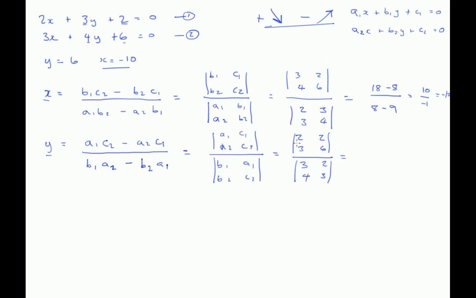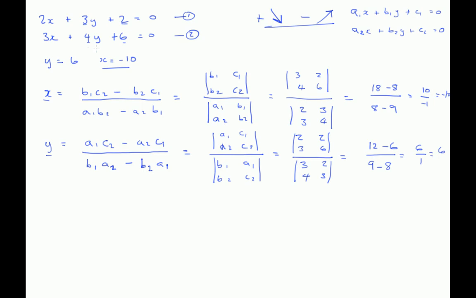So again, multiplying this diagonal, 2 6s are 12, minus 3 2s are 6, divided by 3 3s are 9, minus 4 2s are 8, which gives us 12 minus 6 is 6, divided by 9 minus 8 is 1, 6 on 1 is 6. And we've used that same method using these determinants to find that y is equal to what we found it to be in the standard format way of doing this. Y is equal to 6.